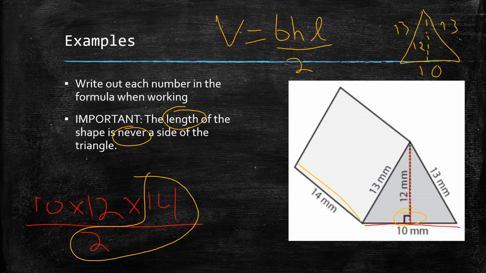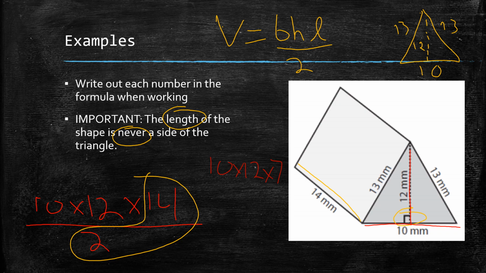14 divided by 2 is 7. So my new problem is going to become 10 times 12 times 7. 14 divided by 2 is 7, and so it gives me that. This is a lot easier to work with.